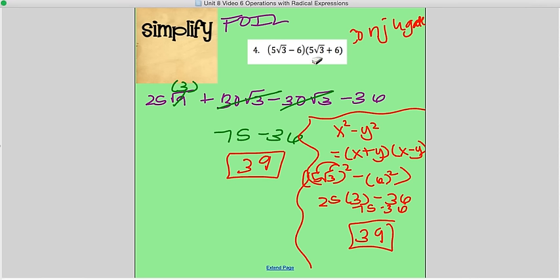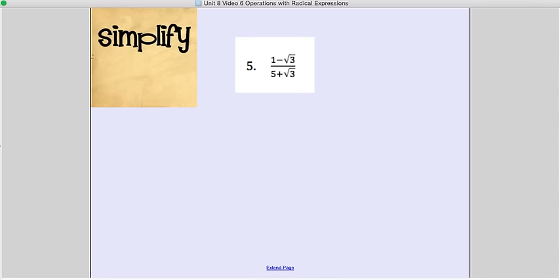Notice, once again, it's exactly the same except for one's plus and one's minus. So my conjugate for this one would be, this is a plus, so it's going to be 5 minus square root of 3. And then we need to FOIL. Okay, so FOILing the top.